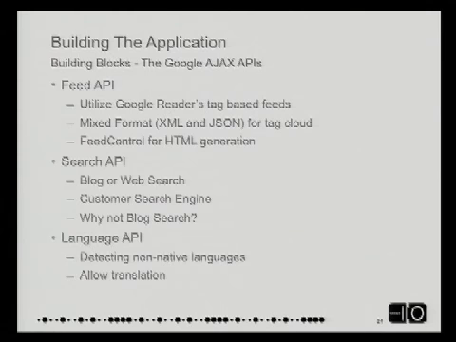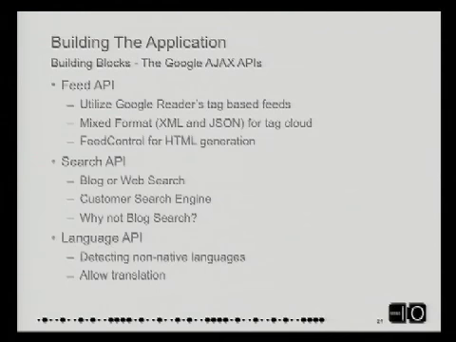Again, with the feed API, you get the feed control, and we use that to generate the HTML. So instead of me actually generating all the HTML for the detail view, which is down at the bottom, we'll use that to do that. Search API, again, blog or web. We go with web. We use the custom search engine. It's just a better answer for that. And then the language API, detecting non-native languages or languages that aren't my locale, and allow the translation in place.